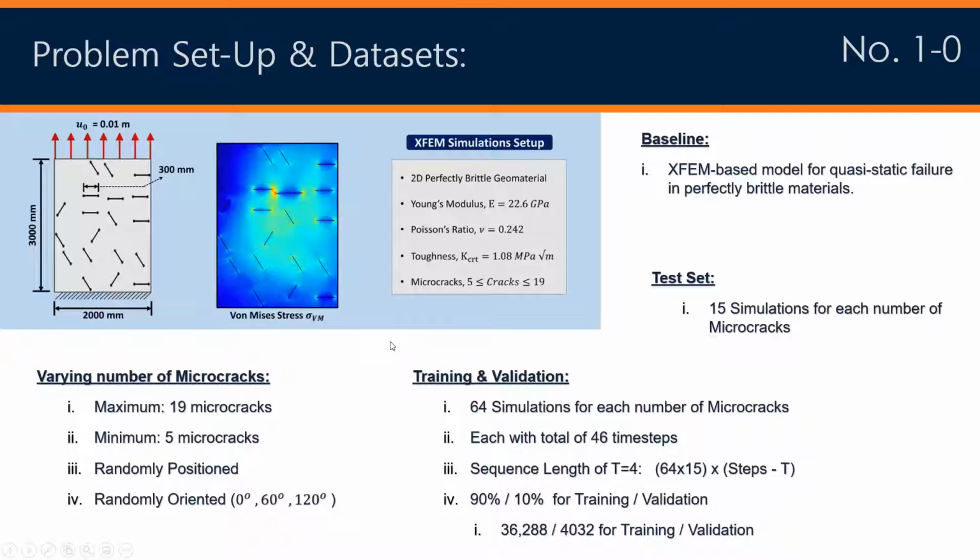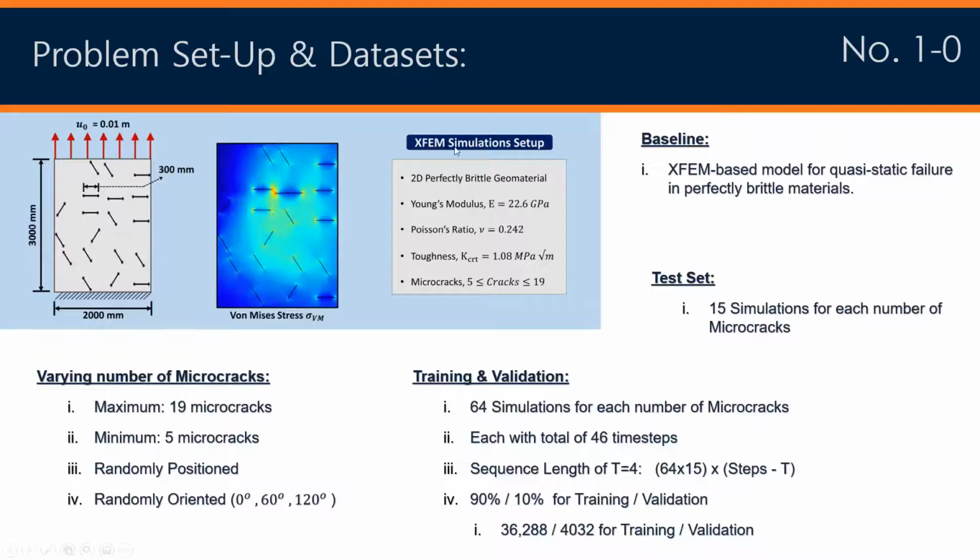And an important thing to note here is that although our training data set is 960 simulations, each simulation can have from 50 all the way to 100 time steps. So our actual input size can go up to 96,000 discrete time steps. Similarly, we did the same approach for the test data set, and we developed 15 simulations for each number of microcracks from 5 to 19, and this gives us a total of 225 simulations for the test data set.